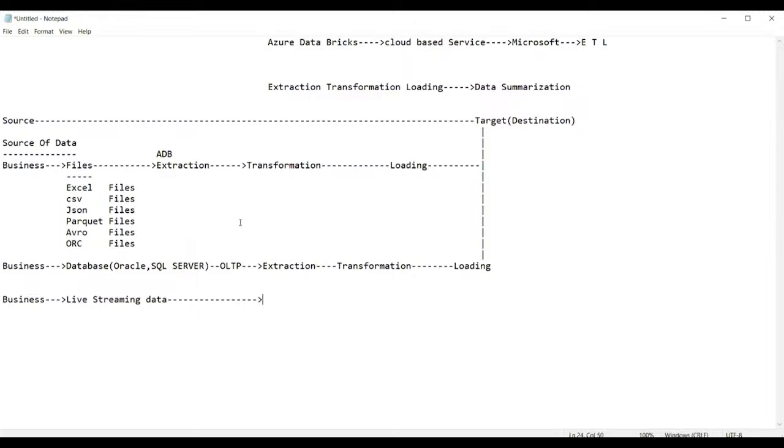And this process is again called extraction. We perform the extraction on this data. Once the extraction is done, again the process of transformation happens. Transformation is the actual process of data summarization. And once the data summarization is done, finally we load the data into the target.